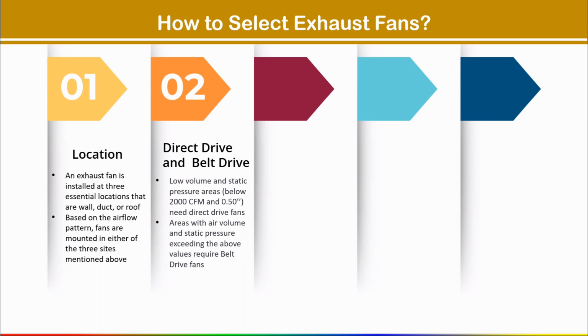So if your airflow rate is below 2000 cfm, at that time you have to prefer a direct drive fan. Okay, an area with air volume and static pressure exceeding the above value, if it is more than 2000 cfm, at that time a belt drive fan is required.